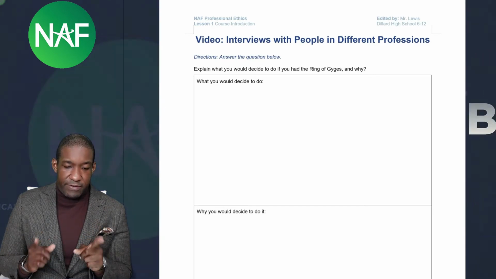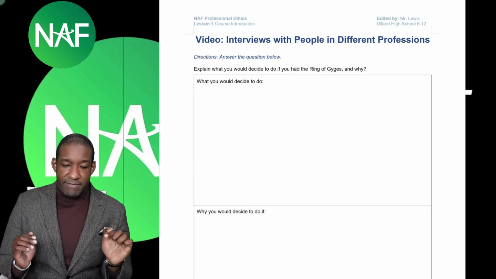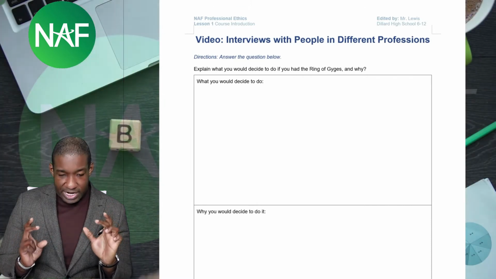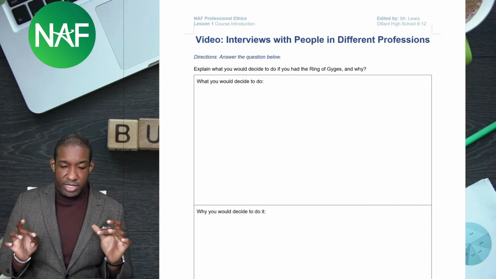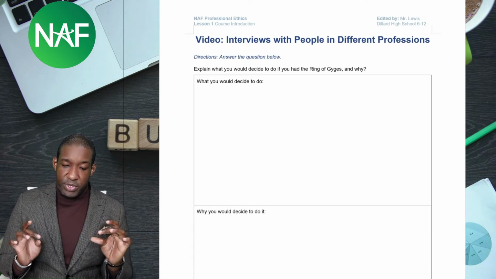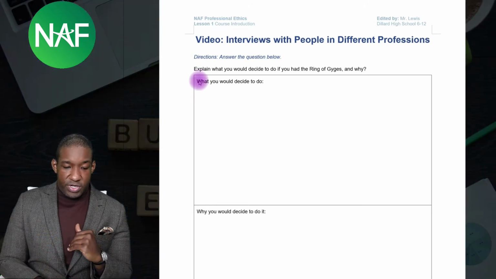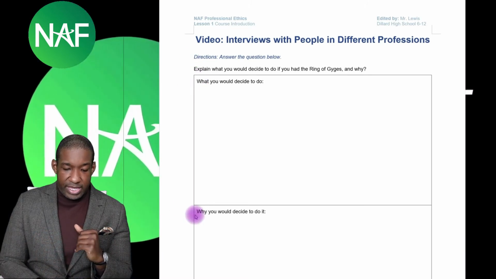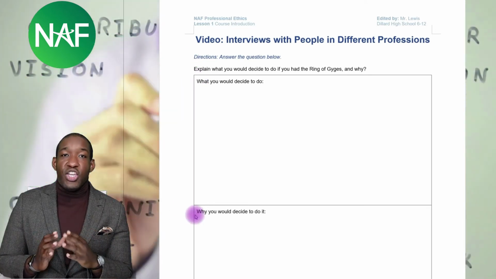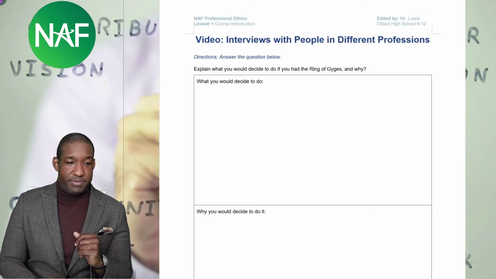So, if you're in my class, you have this worksheet in front of you where you'll actually answer both parts separately. Explain what you would do if you had the Ring of Gyges and why. So the first part is what you would decide to do, and the second part is why you would decide to do it.